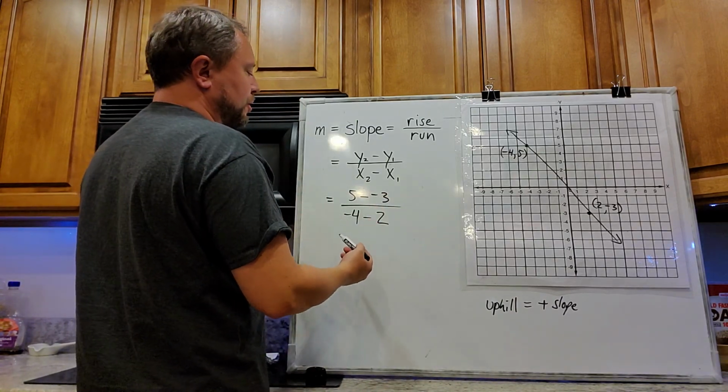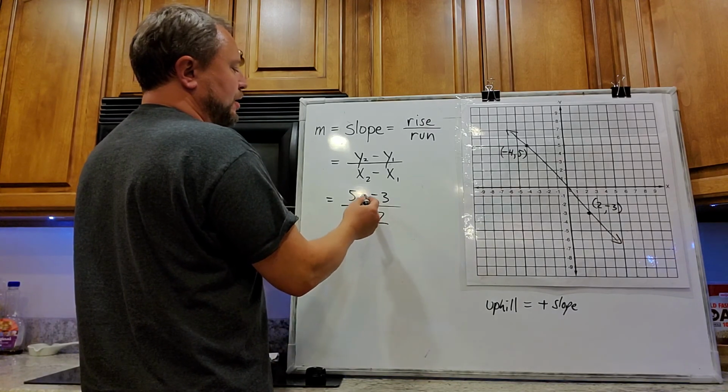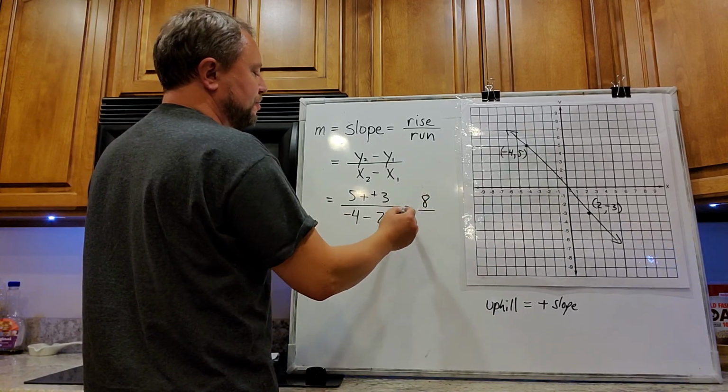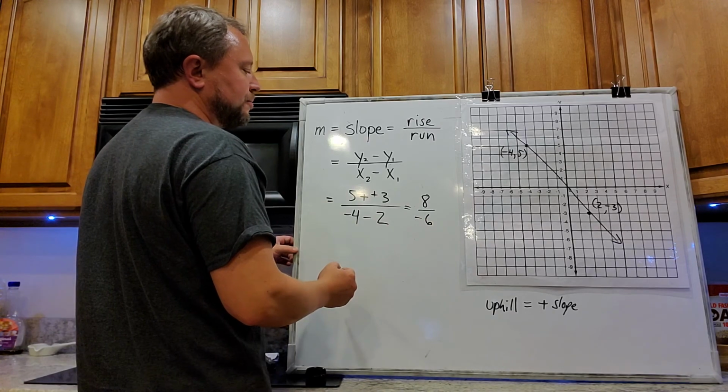Alright, now we do the math here. We have to simplify all this. We got a double negative, that becomes plus positive. 5 plus 3 is 8. -4 minus 2 is -6.